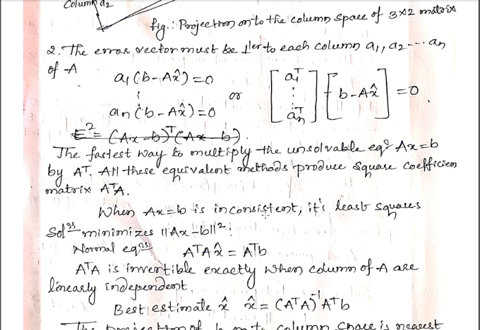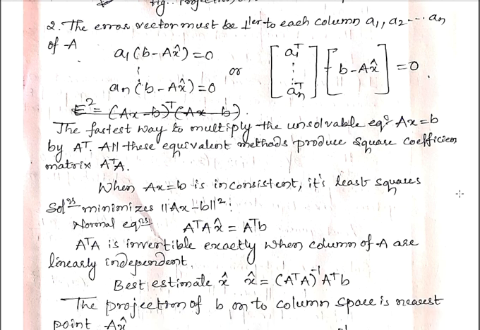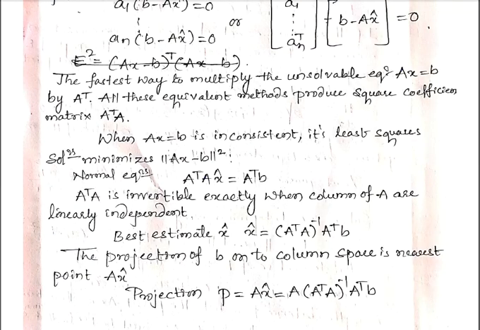When AX is equal to B is inconsistent, its least squares solution minimizes the error, meaning AX is equal to B is not solvable, then we are going to follow these steps. So AX minus B, the whole square, the solution minimizes this error. So the normal equation would be A transpose A, X cap is equal to A transpose B. A transpose A is invertible exactly when the columns of A are linearly independent, and the best estimate would be X cap, that is the least square error.